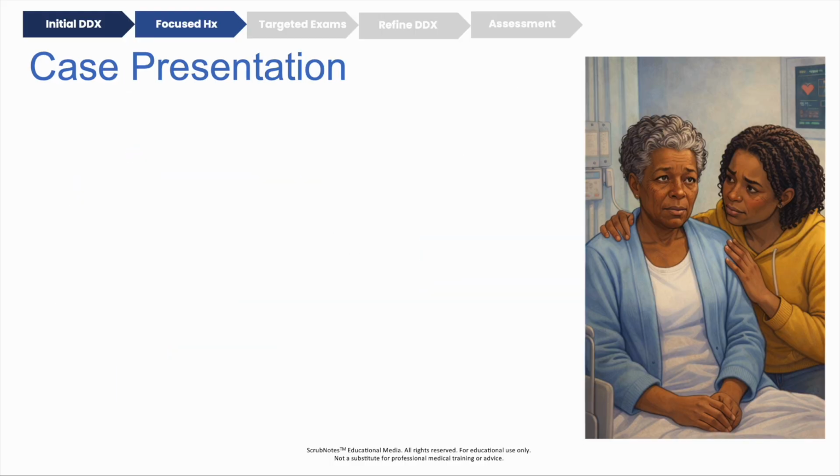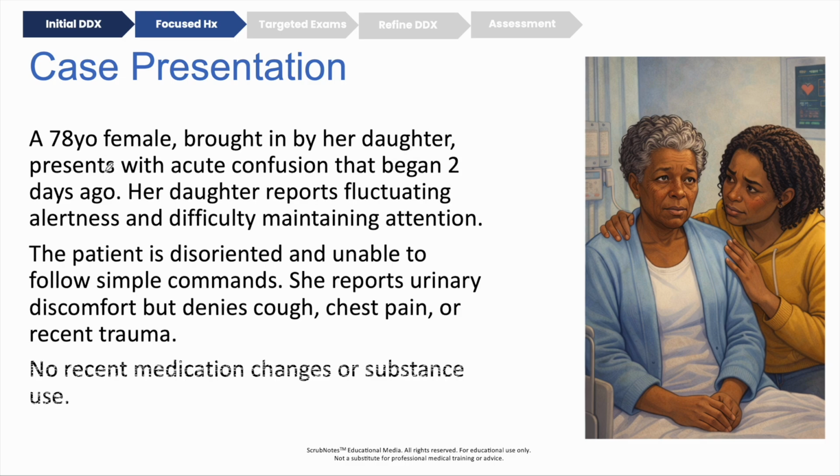So we've gathered enough information from our focused history questions and red flags to present our case. We have a 72-year-old female brought in by her daughter who presents with acute confusion that began 2 days ago. Her daughter reports fluctuating alertness and difficulty maintaining attention. The patient is disoriented and unable to follow simple commands. She reports urinary discomfort but denies cough, chest pain, or recent trauma. There are no recent medication changes or substance use.